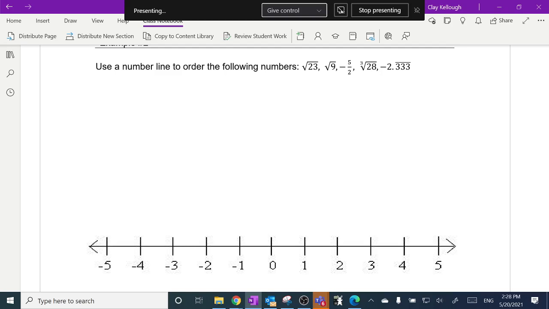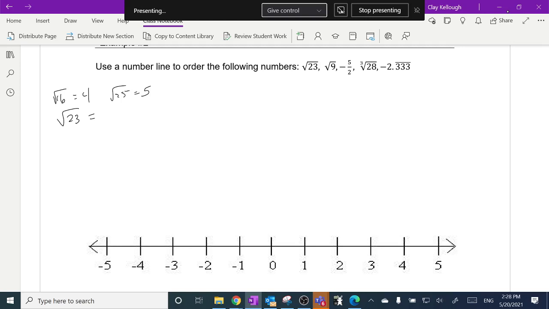What do we know about the square root of 23? Well, I know the square root of 16 is 4. I know the square root of 25 is 5. So by that logic, the square root of 23 is somewhere between 4 and 5. I'm thinking it's closer to the 5, since 23 is closer to 25 than it is to 16.